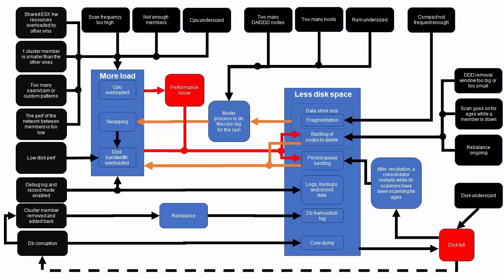This diagram shows that the typical health issues are systemic and interconnected. For example, a performance issue can cause a disk full, which can cause a data store corruption. A data store corruption can cause another disk full later, and if a cluster member goes down because of that, it can cause a performance issue and a disk full in another member. Because health issues are systemic, a systemic approach is needed to prevent them from happening.